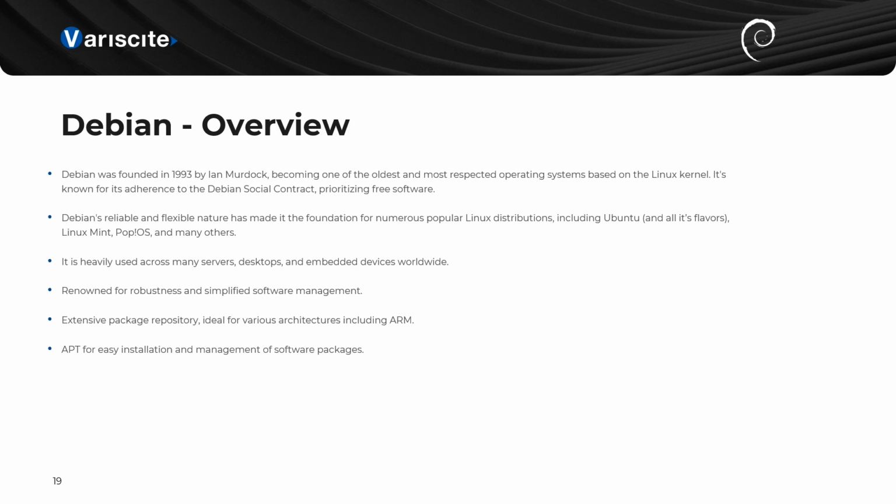your specific project requirements. Debian uses the Advanced Package Tool, or APT, for the easy installation and management of software packages. APT simplifies the process of adding, updating, and removing software, ensuring that your system remains up to date and secure with minimal effort. Debian's long-standing reputation, adherence to free software principles, and robust package management make it an excellent choice for a wide variety of applications. Debian provides the reliability and flexibility you need to build and maintain a stable and secure system.